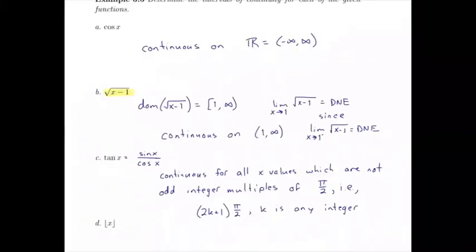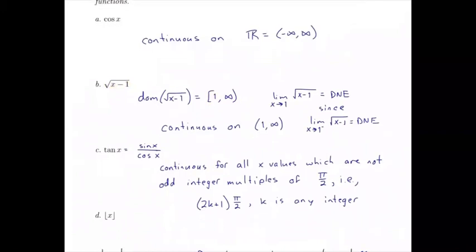So a root function, root x minus 1. It has domain 1 to infinity. We found that by setting x minus 1 greater than or equal to 0, and then solving for x, and we found that x is greater than or equal to 1. The interval where x is greater than or equal to 1 is 1 to infinity, including 1. So we know that here's the domain of this root function, and from the theorem above, we know that this function is continuous on all of these numbers, 1 to infinity.